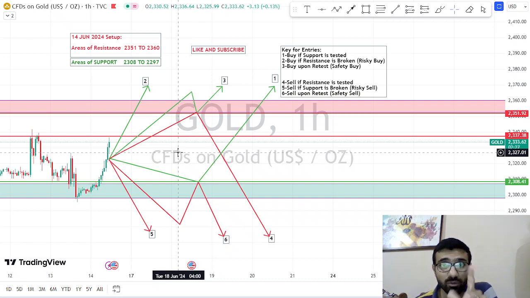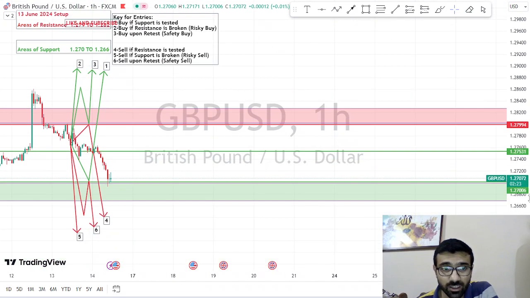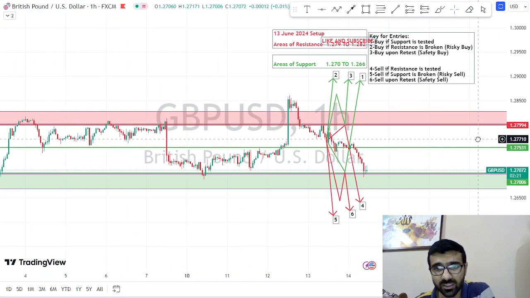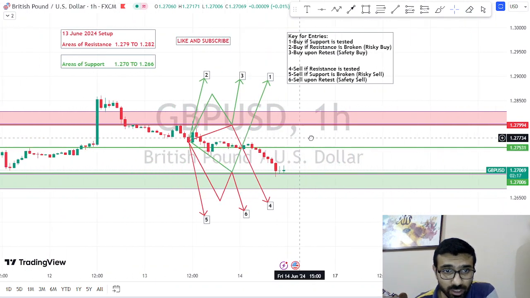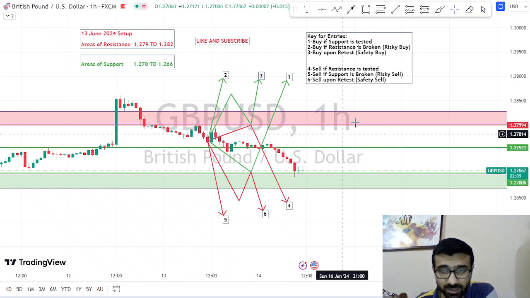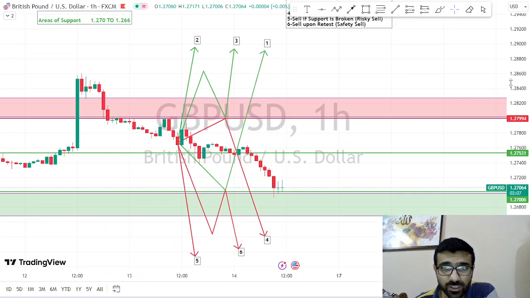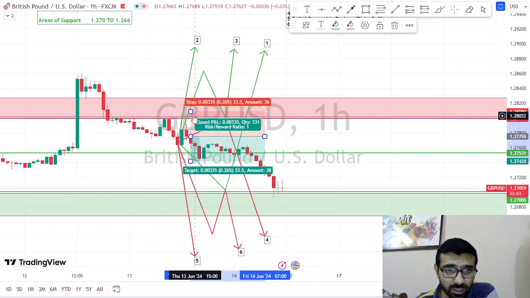So now let us move forward to the next pair, which is the GBP USD pair, and let us see how did market behave with us in this GBP USD pair. Okay, so when we were discussing the market yesterday, market was trending over here. So once market tested our area of resistance and gave a red candle closing, we would have taken a short position. So from here we could have taken a short position.